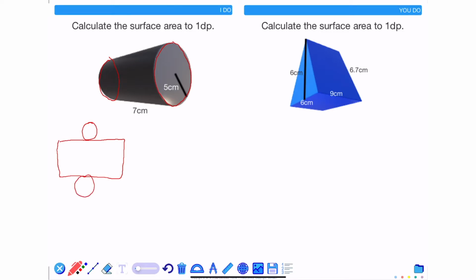The net would look something like this, where we have the dimensions 5 centimeters as being the radius of the two circles. The depth of the shape is 7, and then we've got this length here. The length of the rectangle that wraps around the outside of the circle will be the same as the circumference of the circle. The circumference of the circle can be calculated by pi times diameter, so it will be pi times 10, or 10 pi.